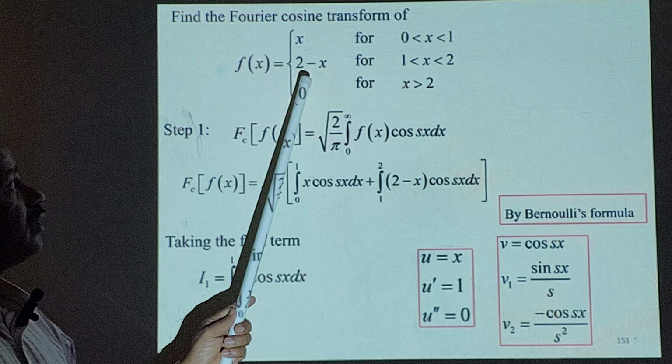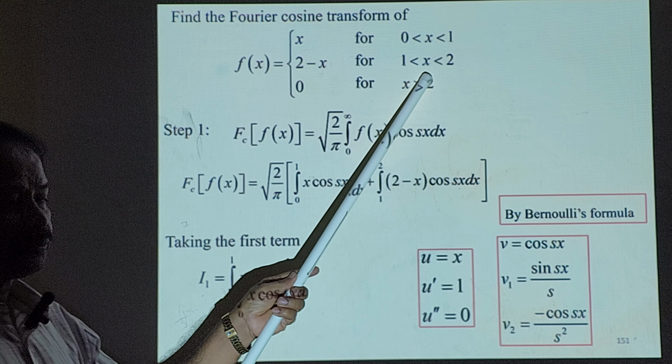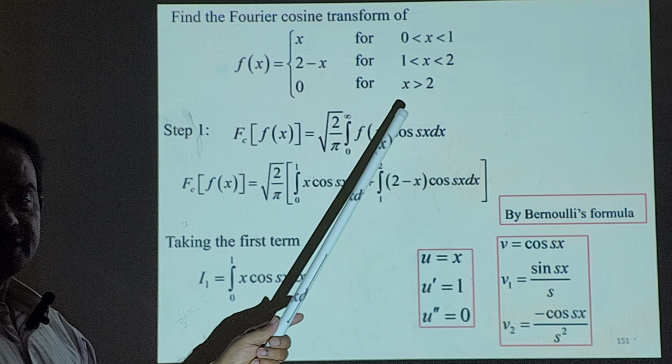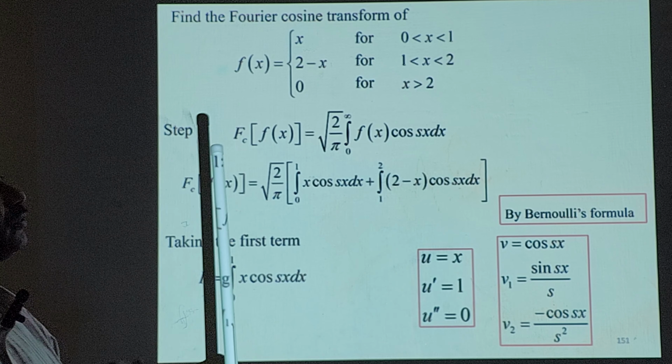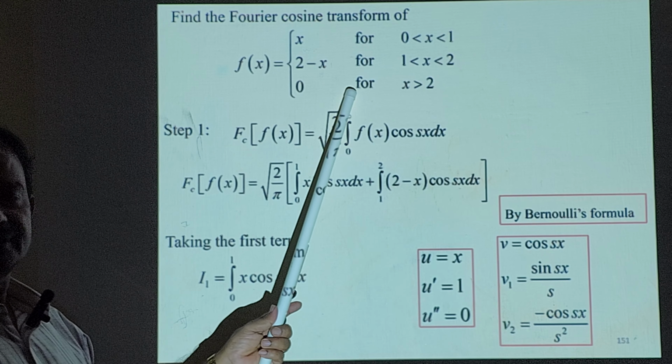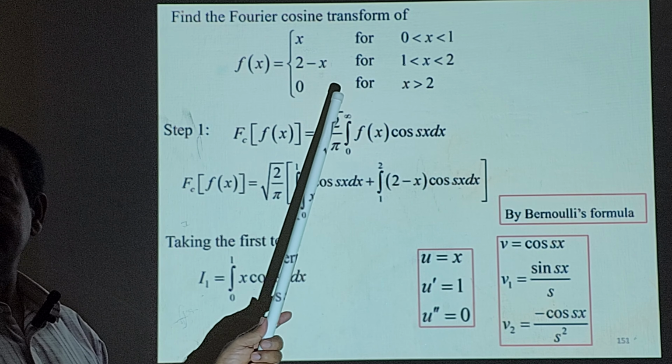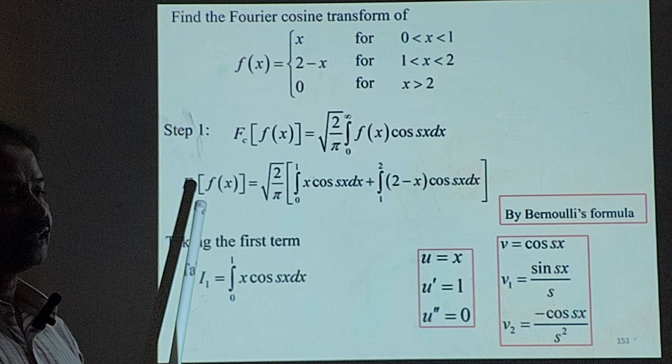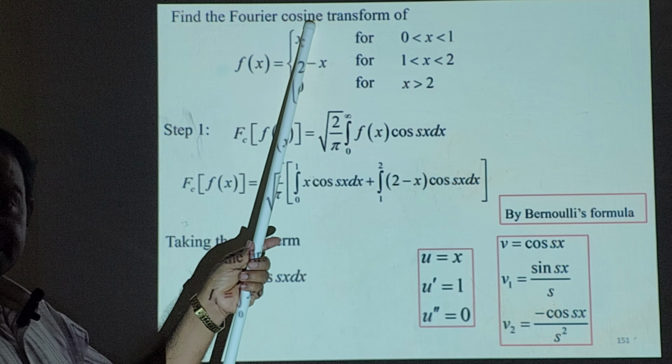Now find the Fourier cosine transform of the function f of x equal to x in this interval, 2 minus x when x lies between 1 and 2, and 0 when x is greater than 2. So we have 3 integrals, and of course this is 0, so don't bother about the third integral. We are going to have only these 2 integrals. Fourier cosine transform is asked.